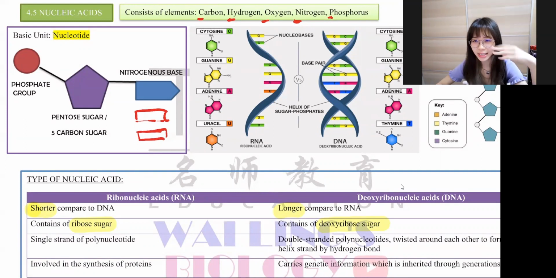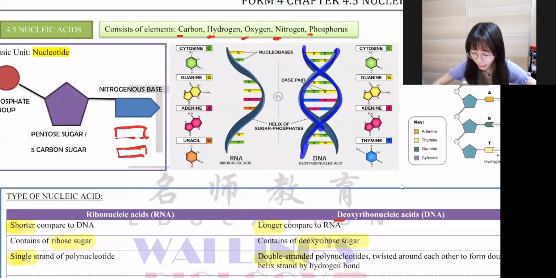Now, the third difference is the strand. RNA is only single, only one strand. DNA is double-stranded. Just remember, deoxyribonucleic acid, D, remember double. Now, what does double-stranded mean? It means they have two strands. But RNA, there's only one. Because DNA, deoxyribonucleic acid, they are together, but RNA is forever alone.